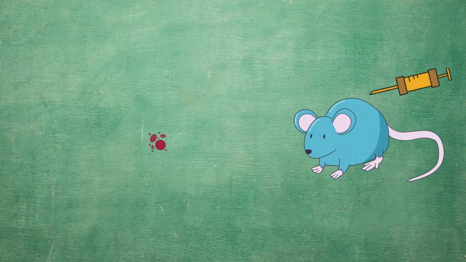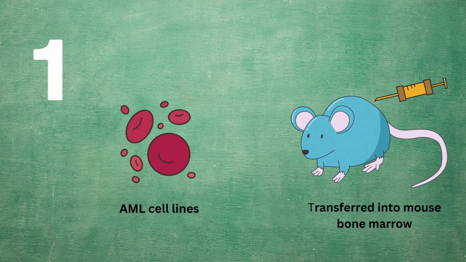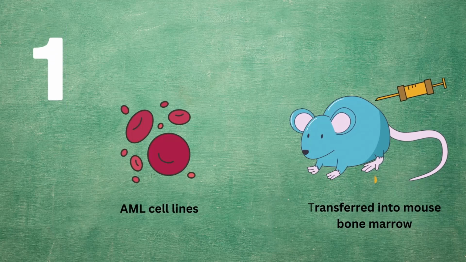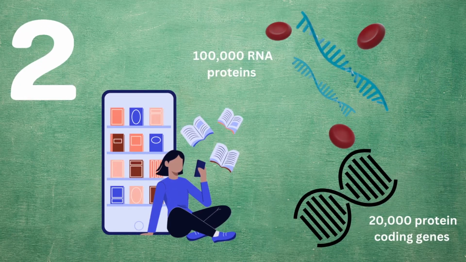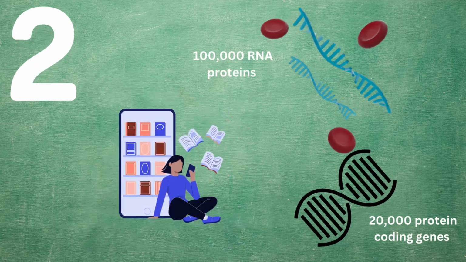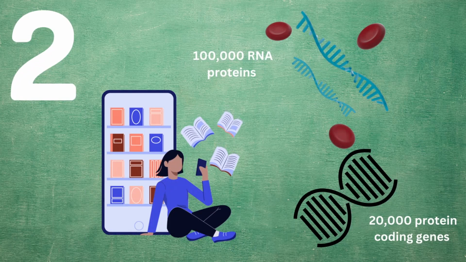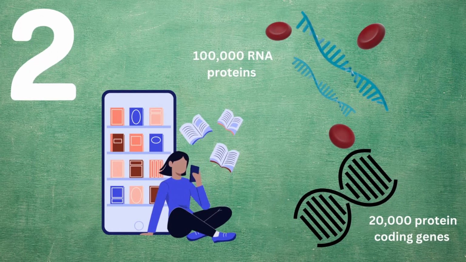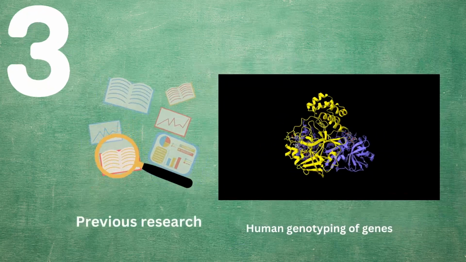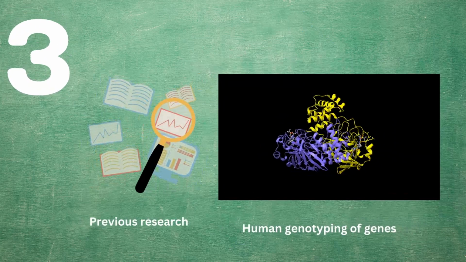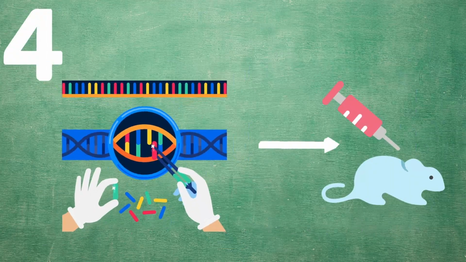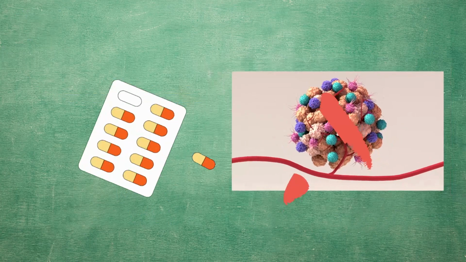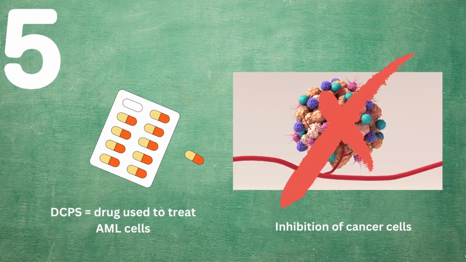Now you may be wondering how CRISPR-Cas9 is used to screen these specific proteins and cancer cells. Firstly, mice models are obtained and AML cell lines are established in these mice. The AML were generated in the mice by transducing leukemia cells into the mouse bone marrow. Secondly, the genome-wide CRISPR-Cas9 screen is performed by using a library that contains over 100,000 RNA proteins and 20,000 protein-coding genes. Thirdly, using previous research and human genotyping, specific genes were matched and screened with the target AML cell lines. Once these genes were matched, they were then utilized and screened in AML mouse models for further evaluation and the survival of the AML cells.